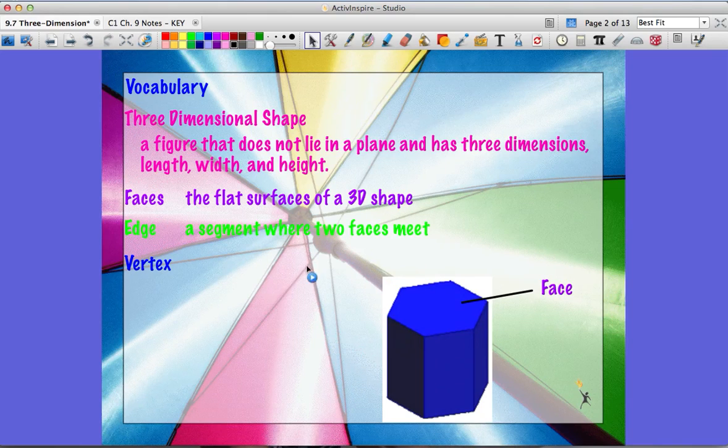An edge. An edge is a segment where two faces meet. So any of your corners where two faces meet is an edge.